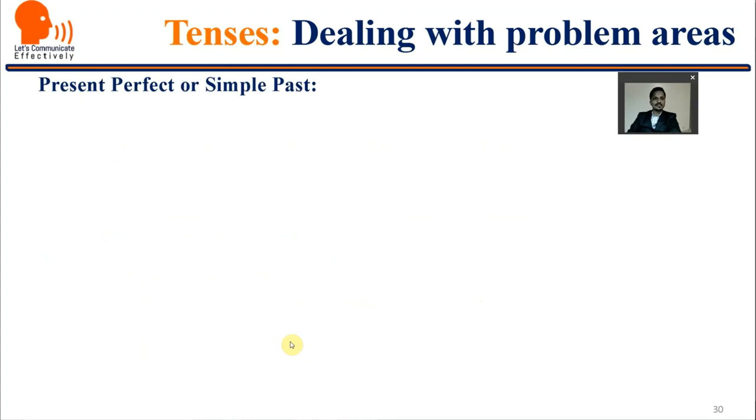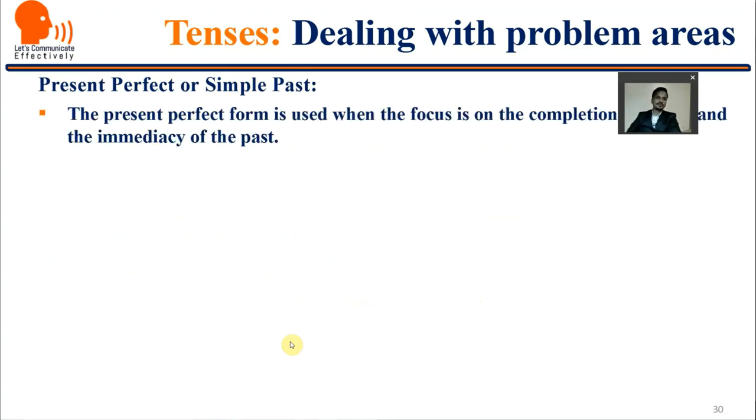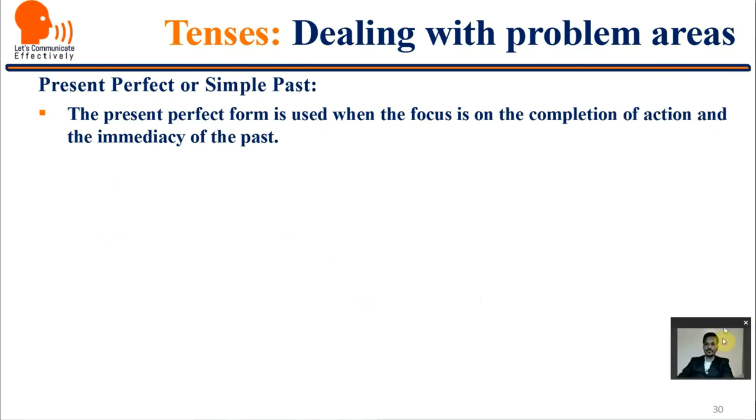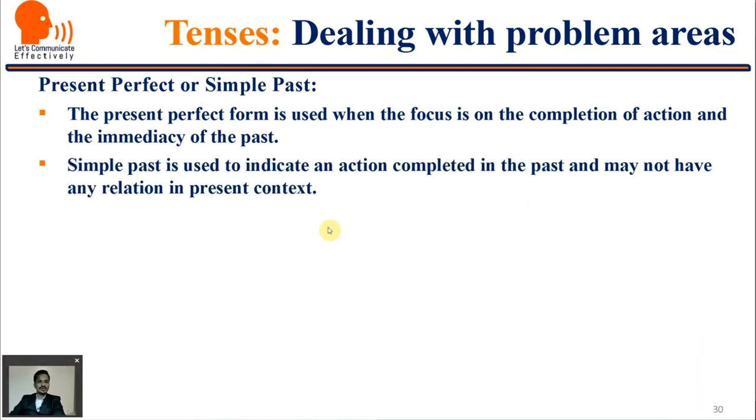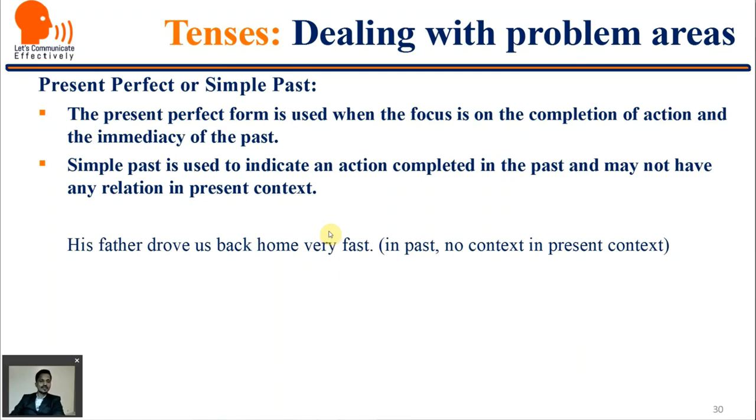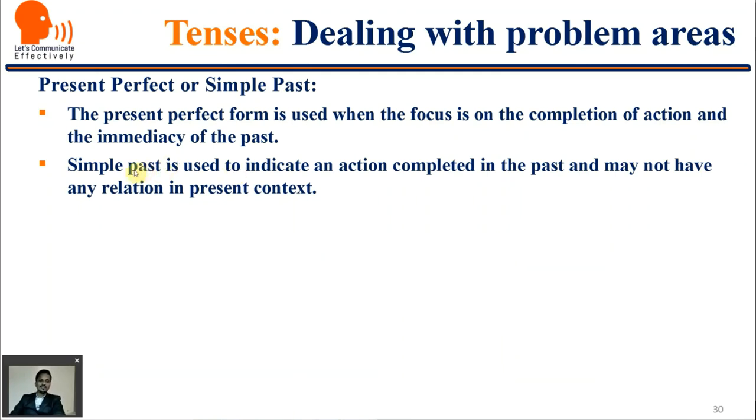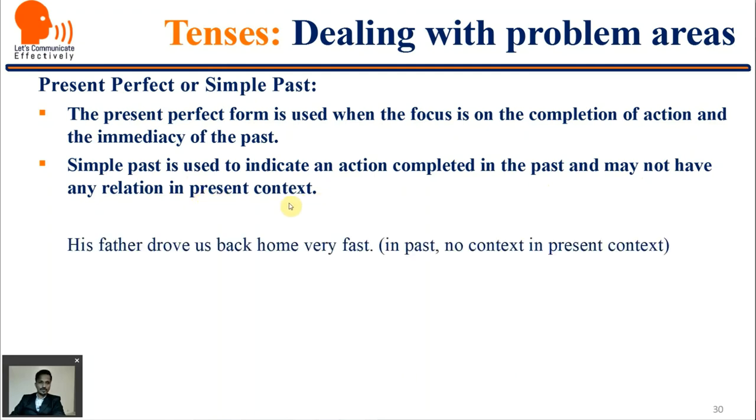All right. Next, present perfect or simple past. Which tense is to be used, and why, the justification. Let me show you very good examples in this particular case. Now, just to revise, simple past is used to indicate an action completed in the past and may not have any relation to the present context. Okay.